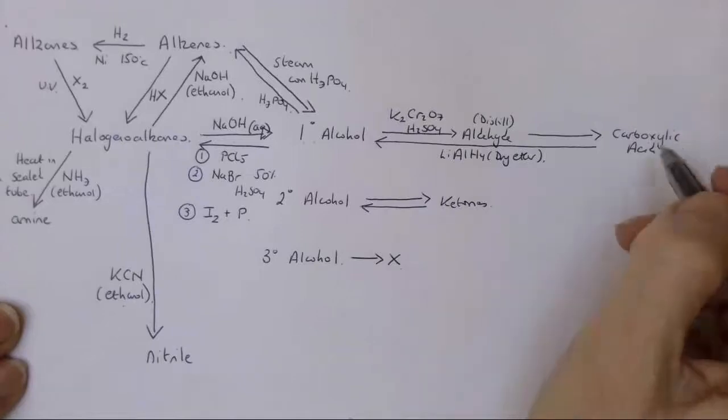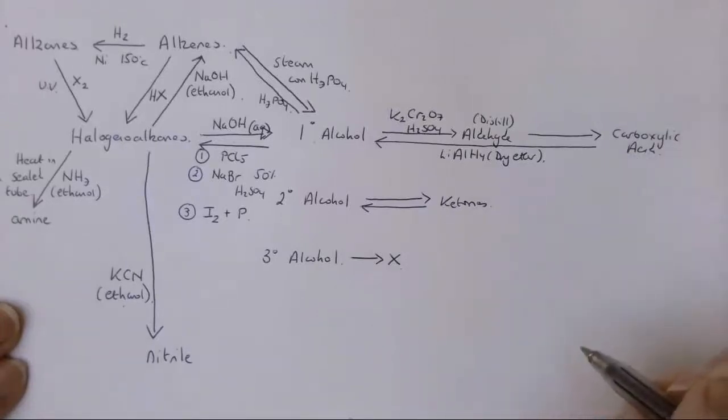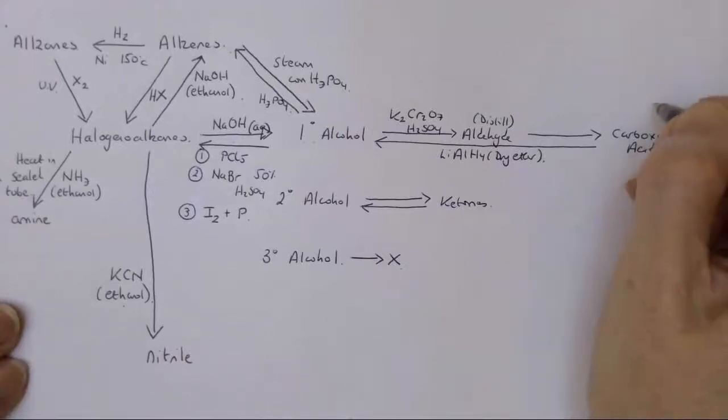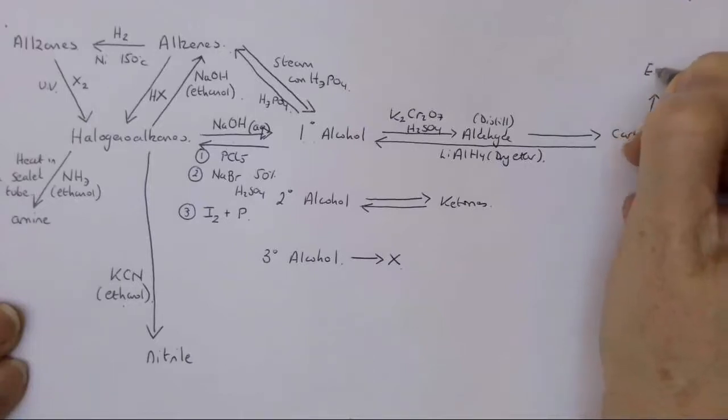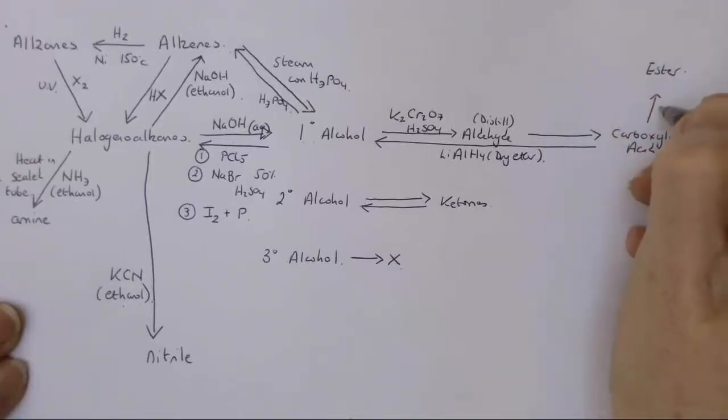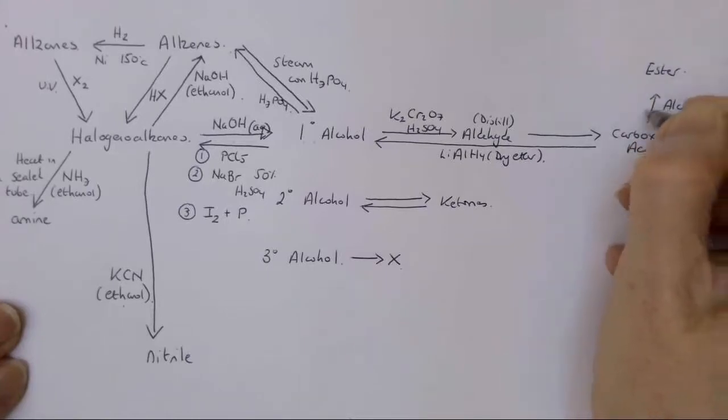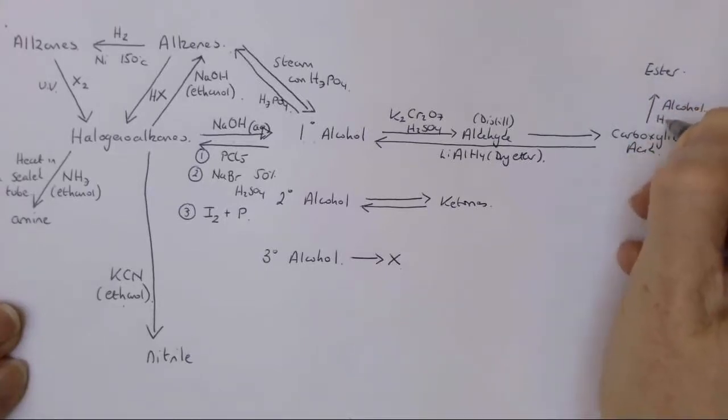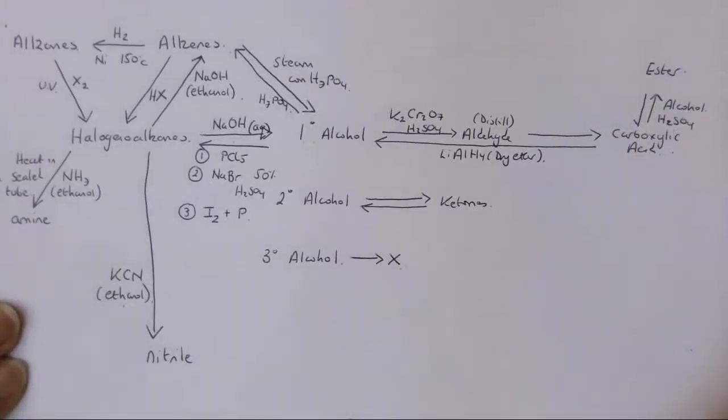Okay. Carboxylic acid is the new functional group we've been looking at, and there are several things that I can do with this. I can turn it into an ester, put that up the page, by adding an alcohol and concentrated sulfuric acid. This reaction is actually reversible, so you're going to come back the other way as well.